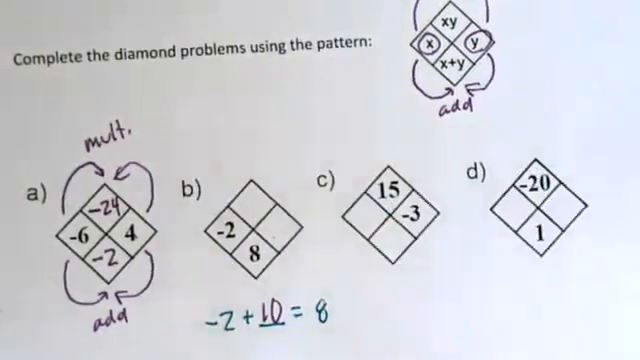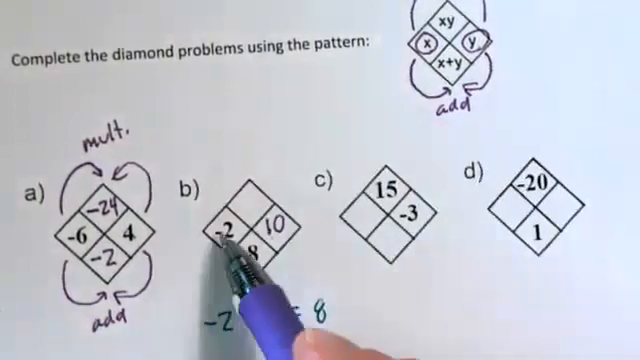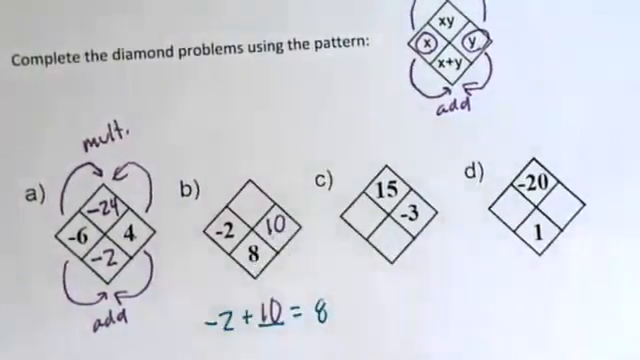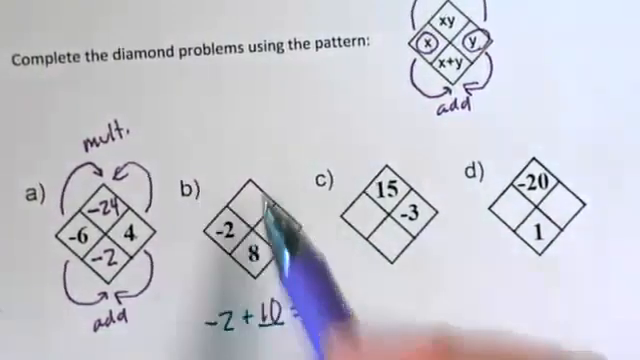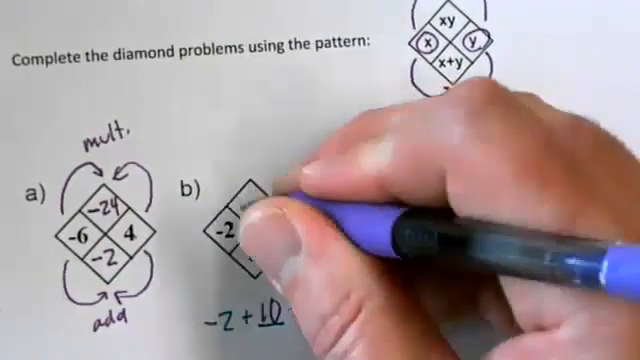Double check that and make sure you're convinced that's correct. -2 plus 10 is 8. So we'll put a 10 there. So we added to get to the bottom. Now that we know what the side numbers are, we can go ahead and multiply them to get the top number. -2 times 10 is -20.